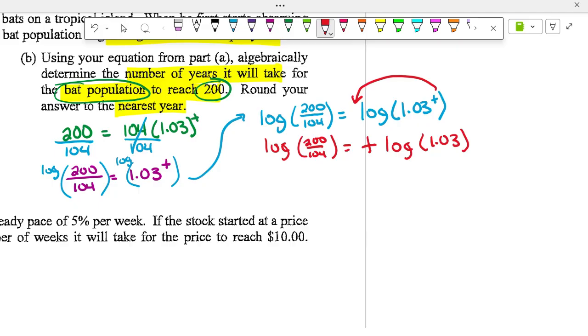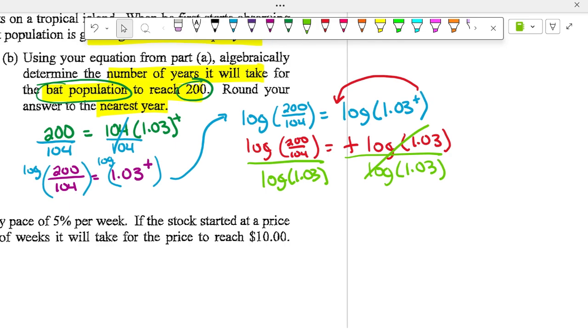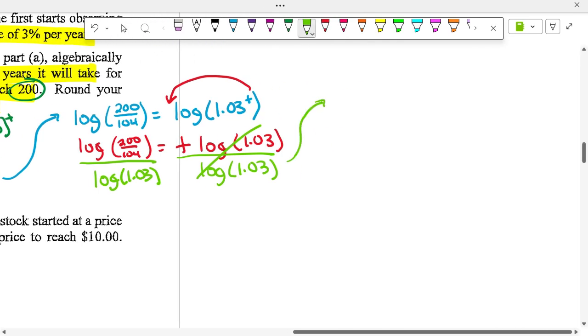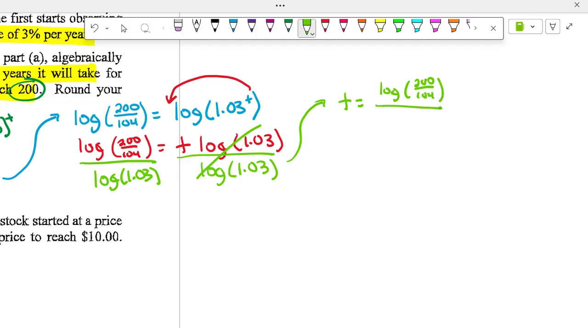What's my last step? How do I get the t by itself? Divide by the log of 1.03. So the exact answer will be t is equal to the log of 200 divided by 104 all over the log of 1.03. But we know that we need to round it to the nearest year anyway.